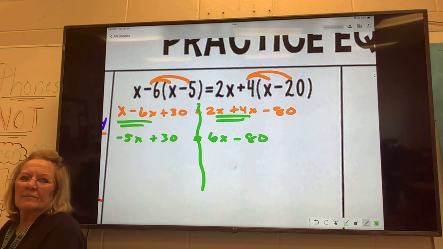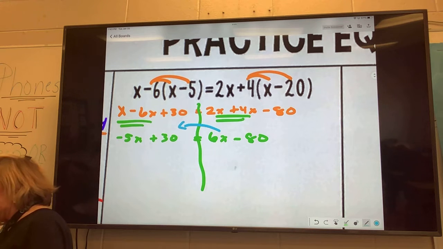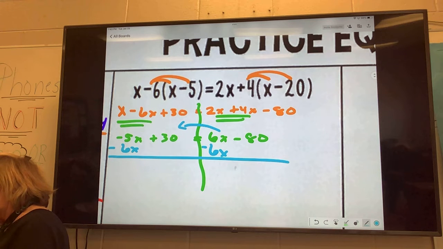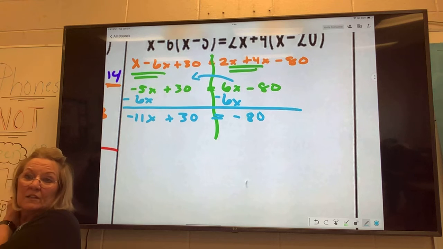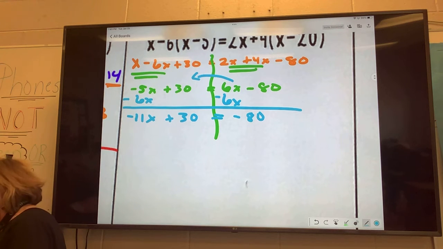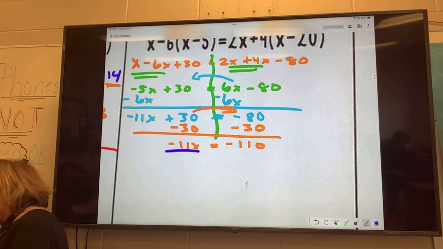Are y'all with me? Now I have to get the 6x over there. I have to do the opposite, so I subtract 6x. -5 minus 6 is now -11x. Plus 30 equals -80. Again, I only did one step. I could have done two, but I don't want you doing two. Now we're going to go back and we're going to move that 30 over there. Subtract it. Do the opposite. Now I have -11x equals -110. Last thing I got to do is divide by -11, and x equals 10.